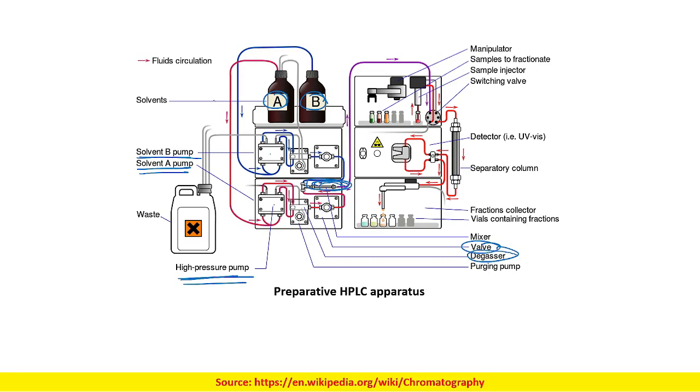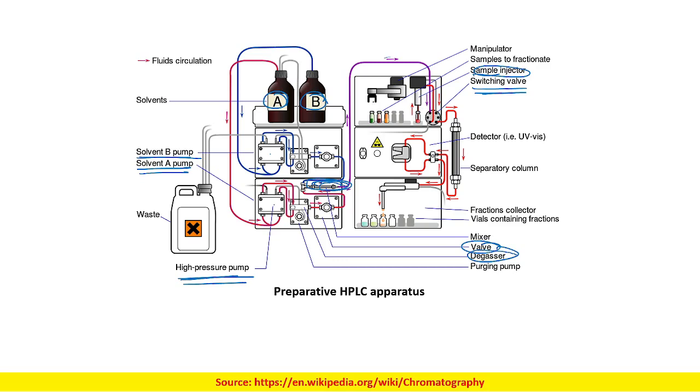Okay. Now once it is there, this mobile phase gains entry over here. So in this case we have this switching valve. Now this switching valve, I am not going into the mechanics of this one. What it does is that it collects the sample from this sample injector. Okay. So this is the sample injector over here.